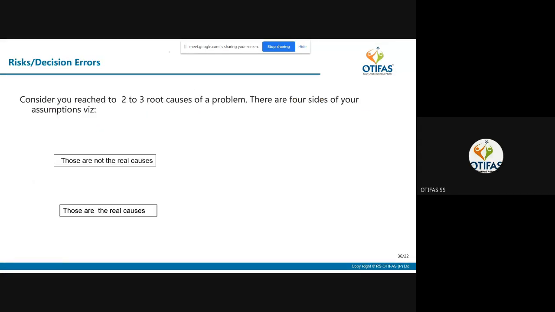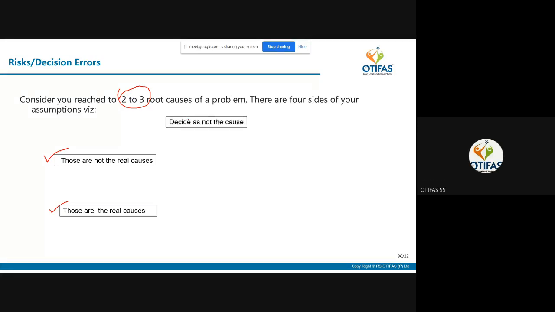Now there are two scenarios. Now you have found that these are the 2-3 root causes based on the data. After that, there can be two scenarios: that they are the real causes, or they are not the root causes. These two things can happen, no? We don't know what is right. We are validated with the help of data, no doubt. But still, there is a chance, there is a risk, isn't it? Now, what is your decision?